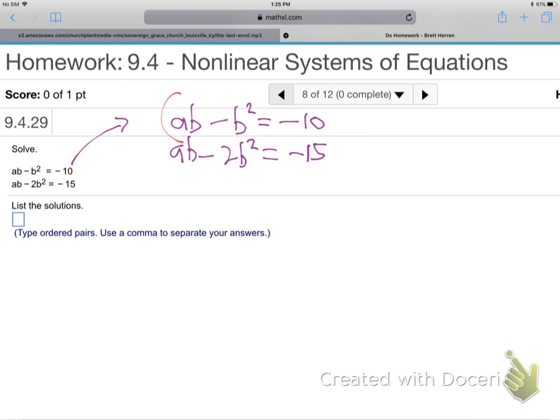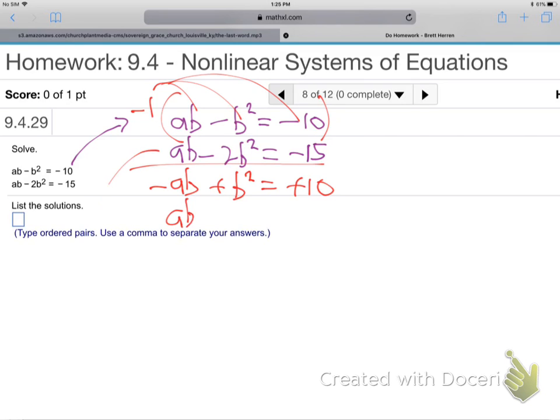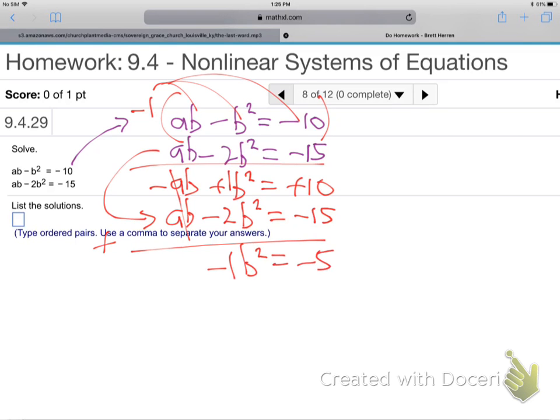So maybe I'll just do the top equation. Doesn't matter, top or bottom, whatever. Boom, boom, boom. So we get -ab plus b squared plus 10. The bottom one I'll just bring down, no changes. ab minus 2b squared minus 15. Add them up, boom, those cancel. Good so far? b squared, that's really 1b squared, huh? 1b squared minus 2b squared? Negative 1. -1b squared. And then 10 minus 15 is -5. The ab's have dropped out.